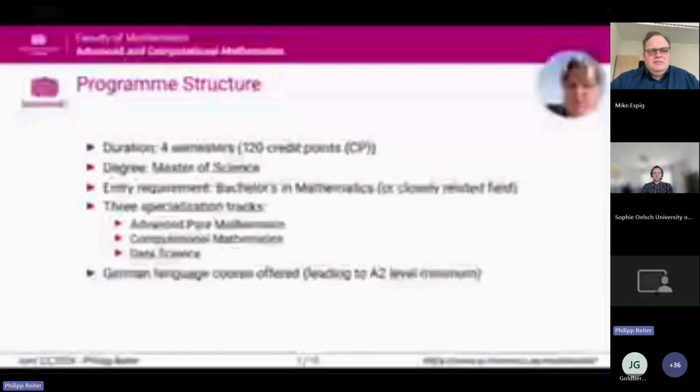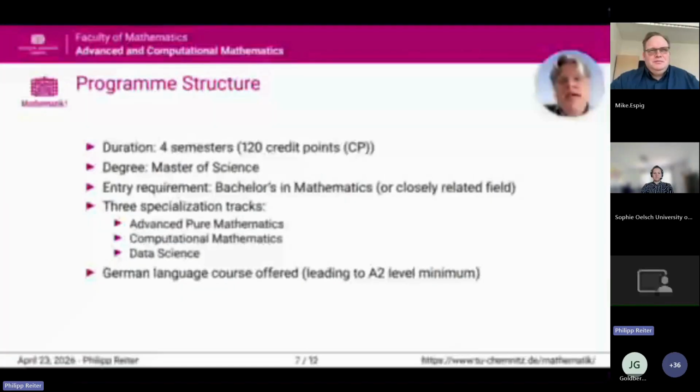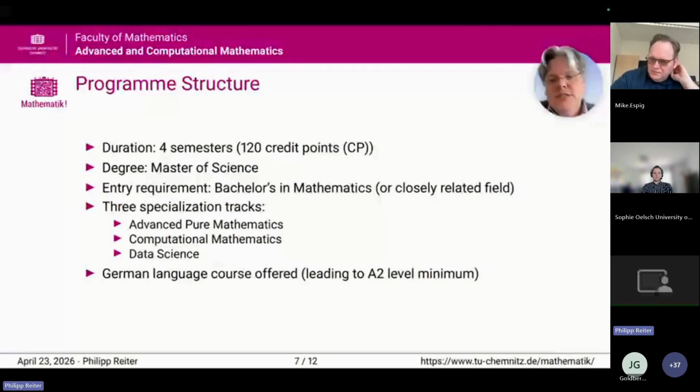So the master's program is 4 semesters, and you gain a total of 120 credit points. The degree is Master of Science, and you need to have a bachelor's in mathematics, or at least a closely related field. In general, engineering should be possible, but if you need more information on that, then please be in touch with me. And of the 3 specialization tracks that we offer here, maybe data science is most interesting to you, but we also offer specialization in advanced pure mathematics or computational mathematics.